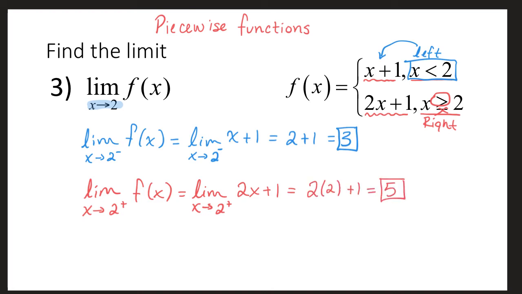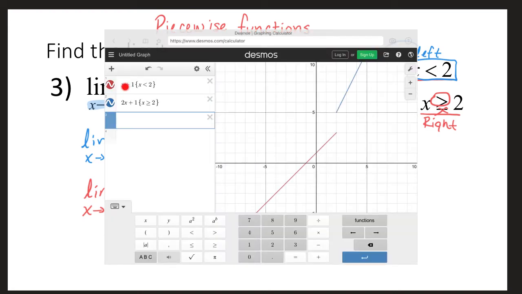I think it might be helpful to take a look at the graph of this piecewise function, so I'll graph this in Desmos for you. Essentially a piecewise function takes a function and gives it a very specific domain. So I have the function x plus 1, but the x plus 1 function only lives when x is less than 2. And then 2x plus 1 is this linear function, but it only lives when x is greater than or equal to 2. So you can see that the left side is going to the y value 3 and the right side is approaching the y value 5.